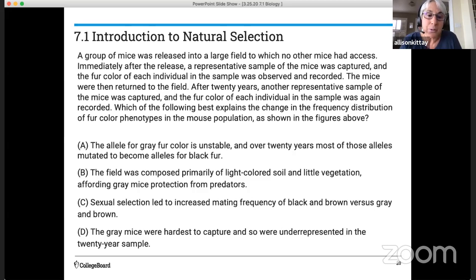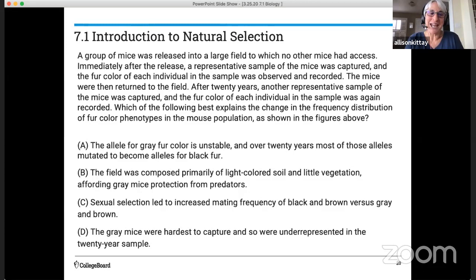So there were 3 color choices: gray, brown, and black. In the first graph, you could see that the gray bar was lower, and after 20 years, the gray bar was the highest. So hopefully that will help you with your answer choice.